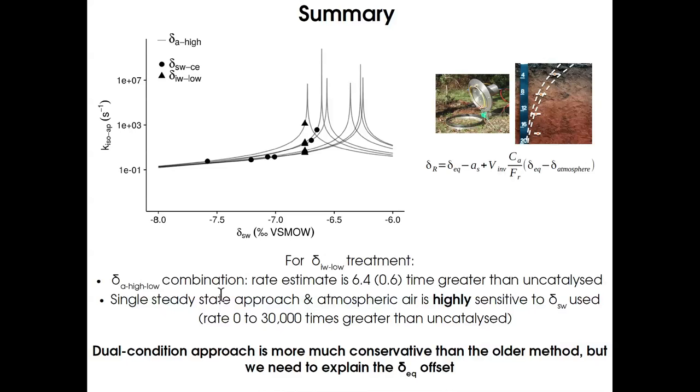So I guess what I want to say is that whilst I still have questions, we have a quite conservative approach, which seems to give relatively reasonable results, but we still need to explain this offset we see. And hopefully by doing this, then we can actually get some ecological data and try and explain how sea activity varies, and then maybe have a reasonable estimate for global models.